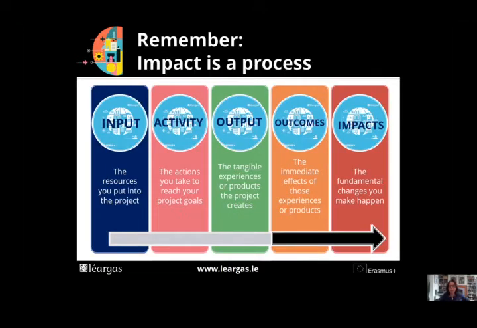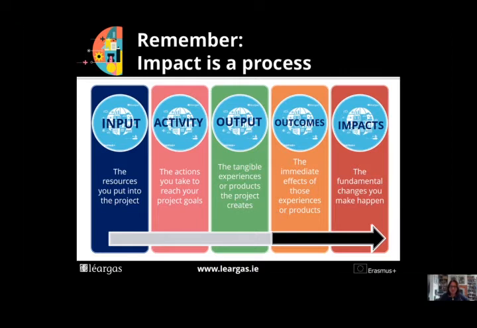So impact is a process. It begins with inputs, resources that you put into your project. It moves on to activities, the kind of actions that you take to reach your goals. Those actions will create an output, which is something tangible. It may be an experience, it may be a website, it may be some training materials, but some tangible result of those activities that you took on. And those outputs will then ultimately have an impact. So you can see at the end here, we have both outcomes and impacts.